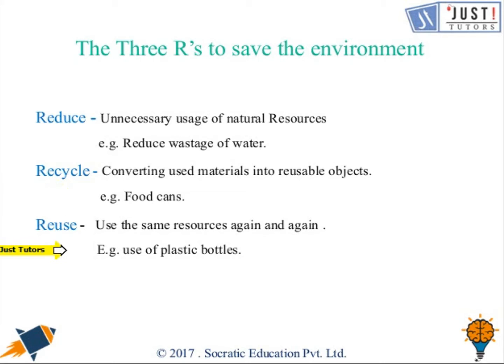The third R is reuse, which means using the same resources again and again. Many items can be reused many times. For example, old newspaper can be used for packing many times. Old envelopes can be used for doing rough work while you are doing your homework.